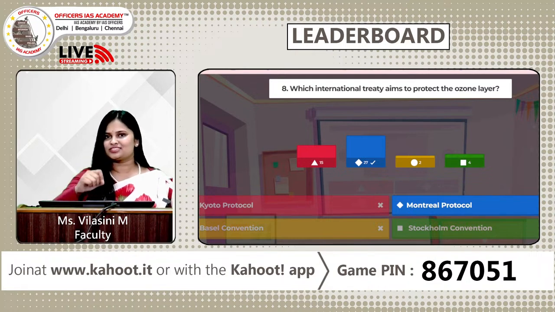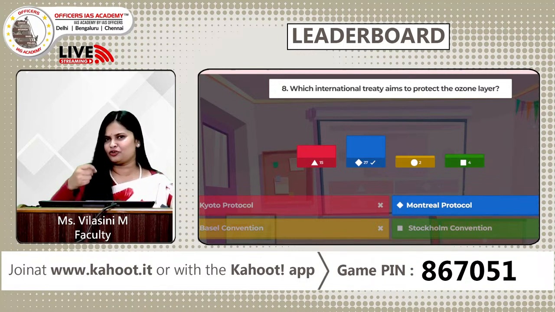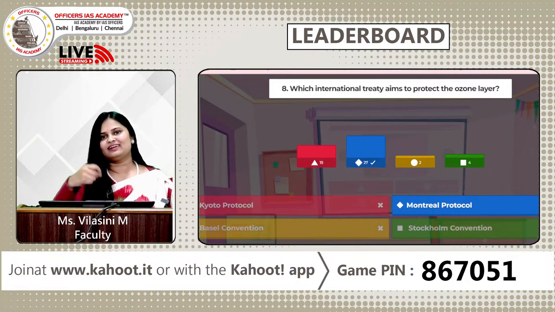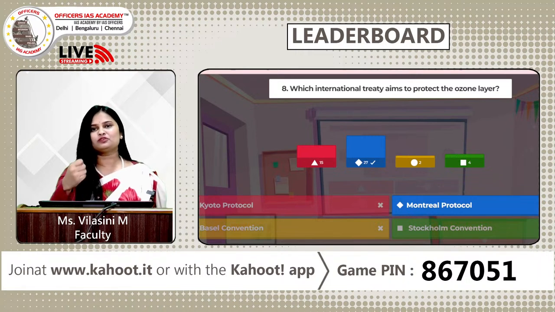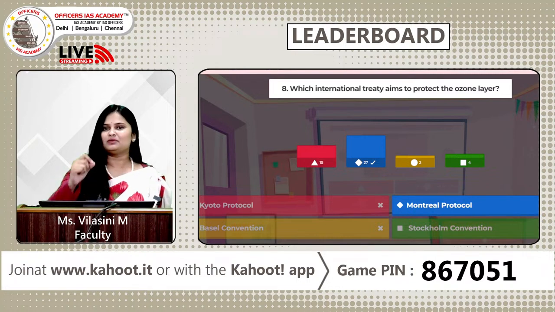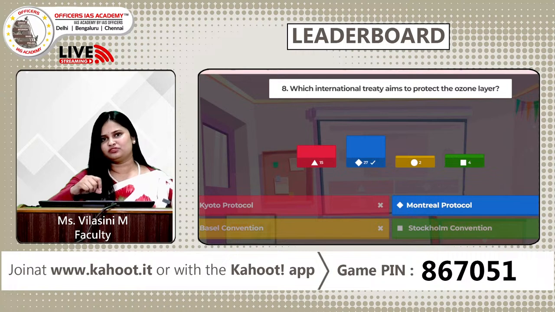Ozone hole is measured in Dobson units. So they say that whenever the concentration of ozone falls below 220 Dobson units, it is regarded as an ozone hole. And to be honest, in places like Antarctic especially, the ozone hole size is largely increasing, which is a great cause of concern.